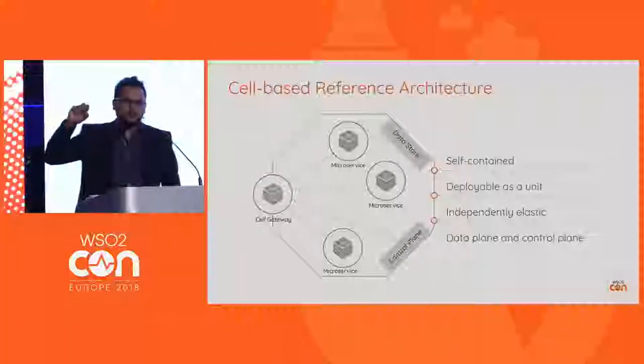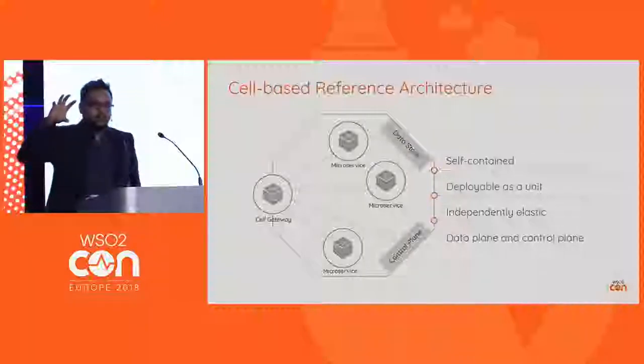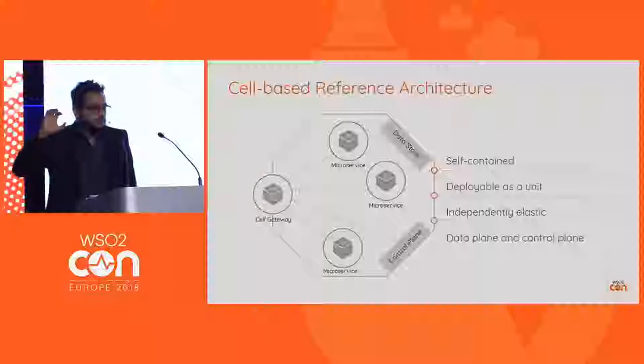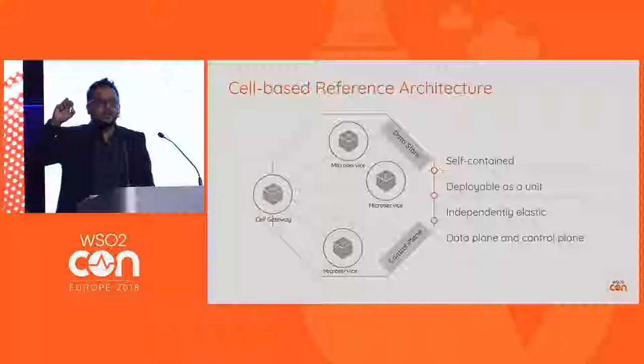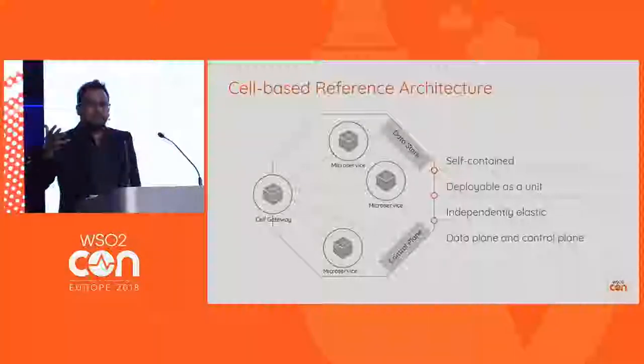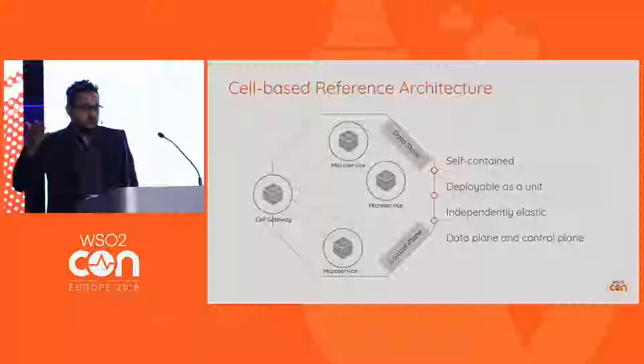So the cell groups together a bunch of components, but this cell is deployed as a single unit. You can deploy it as a single unit. You could version it separately. The elasticity of the cells can be controlled through different policies and so on, right?